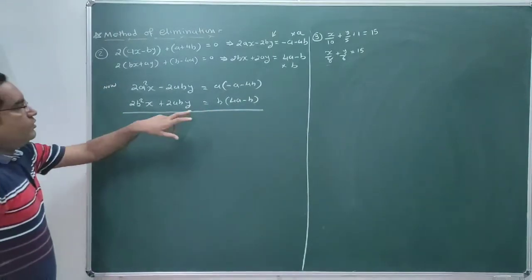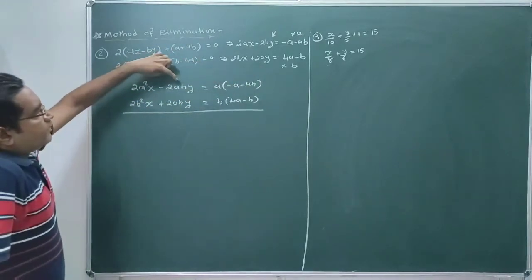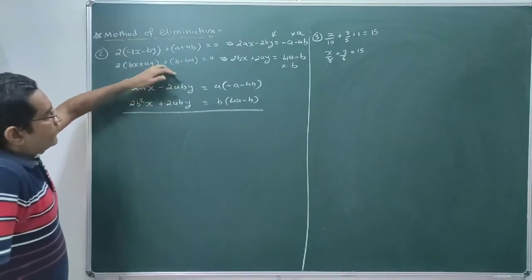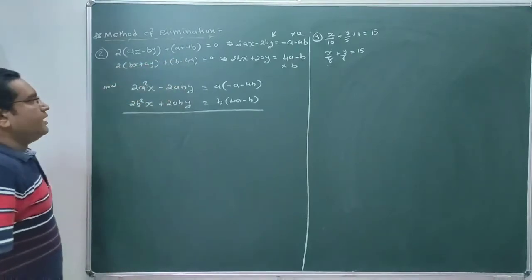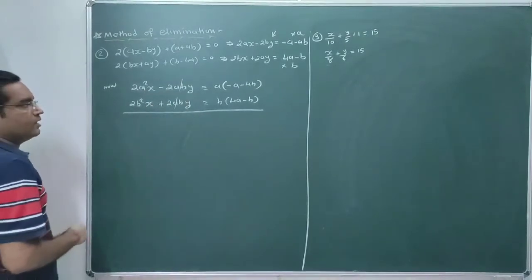Why have we selected this y? Multiplying this equation with a, we are getting 2ab. Here we are getting 2ab. Coefficients are equal. By addition, it will be eliminated. So perform the addition. So minus 2aby plus 2aby will be cancelled out.